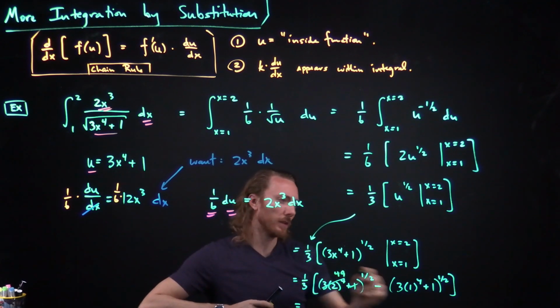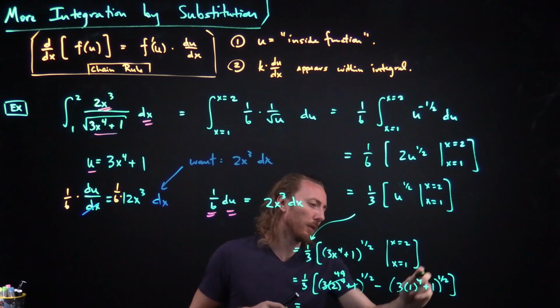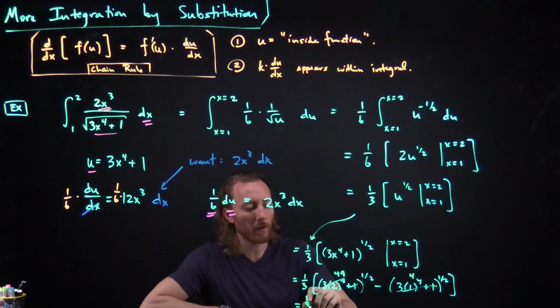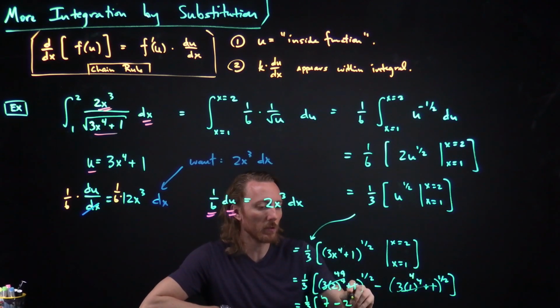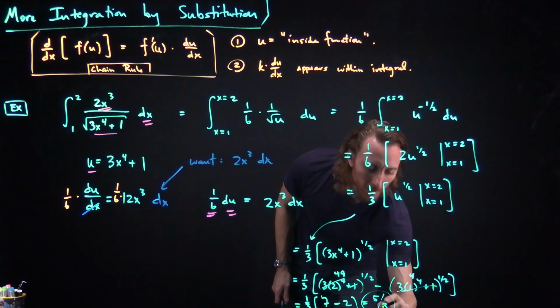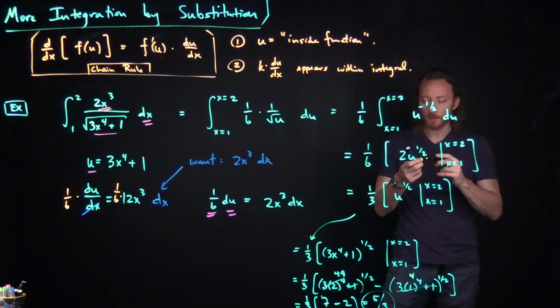And then over here, we've got 3 times 1, because 1 to the fourth is just 1. 3 times 1 plus 1 is 4. So ultimately, we have 1/3 times, let's see, 49 square rooted is 7. 4 square rooted is 2. Put it all together, we get 5/3. So that is the resolution, 5/3, to our evaluation of our definite integral.